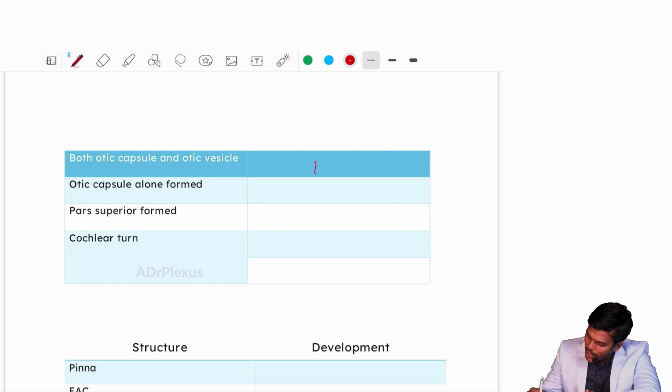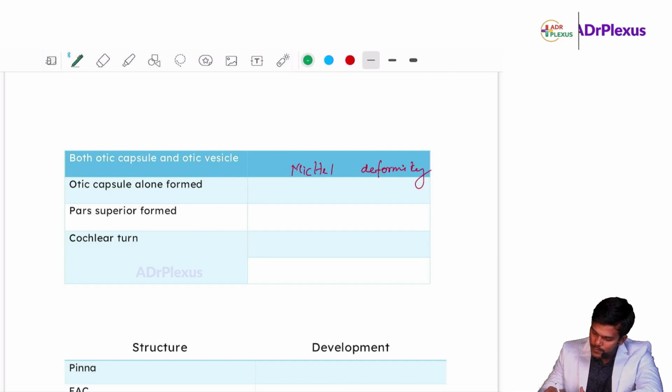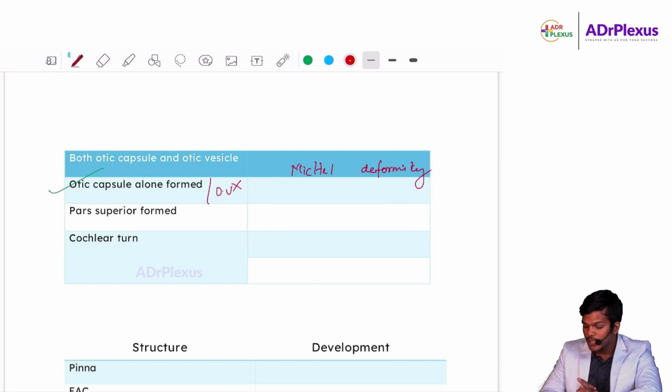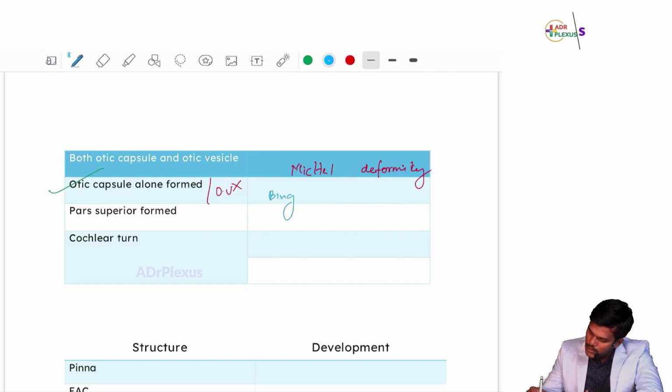So I call it Mike Hell deformity. So hell-like life for the child is Michel's deformity. Now look, the otic capsule is formed but the otic vesicle is not formed, which means the bony labyrinth is formed but the membranous labyrinth within the bony labyrinth is not formed. So this is called Bing Siebenmann deformity.